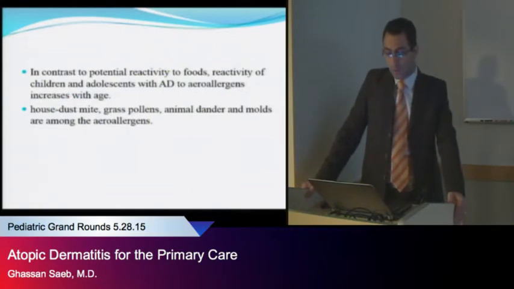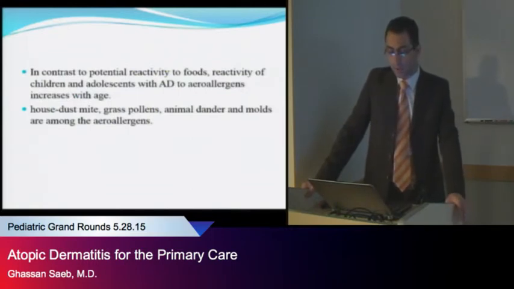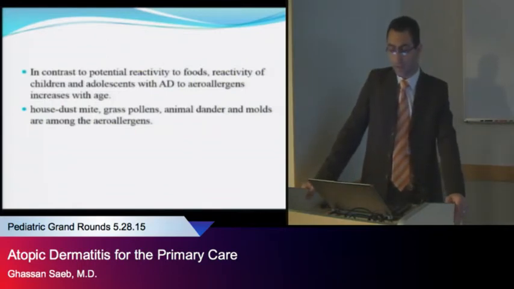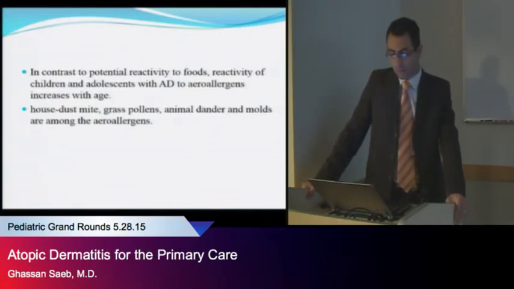So in contrast to potential reactivity to foods, reactivity of children and adolescents with atopic dermatitis to aeroallergens increases with age. House dust mite, grass pollens, animal dander, and molds are among the aeroallergens.